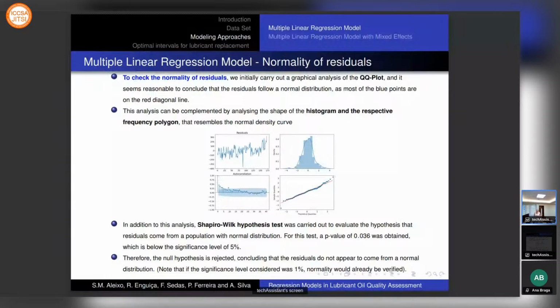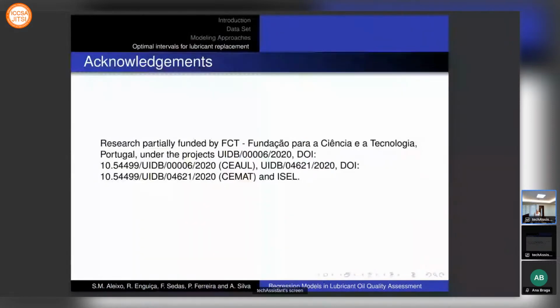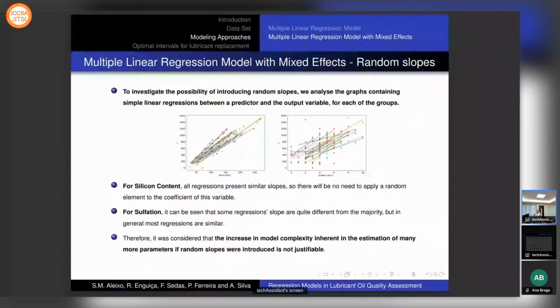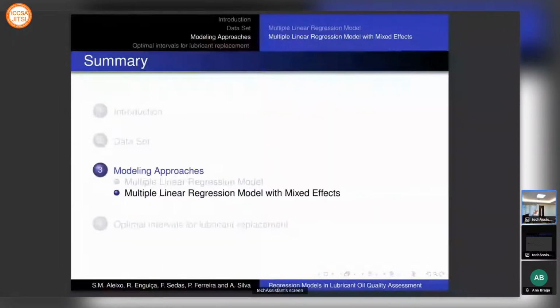So this is not very good. We have to be careful. Okay. So we do not have the 3 assumptions verified.